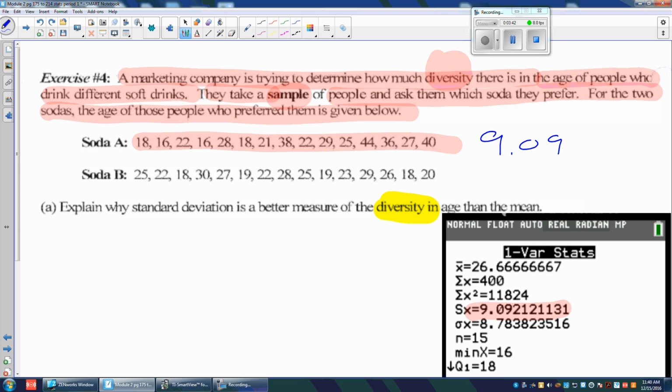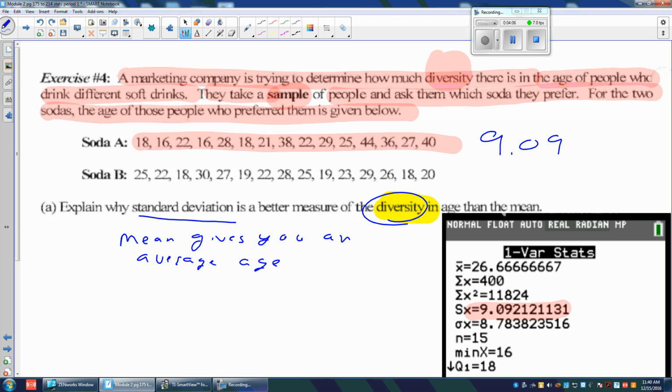What I'm interested in answering right now is: explain why the standard deviation is a better measure of the diversity in age than the mean. The mean gives you an average age. So if we had everyone say that they were 27 years old, well, the mean for this group of people is 26.6 repeating. So if everyone said that they were 26 and 2/3 years old, then we would get that mean. But look at these. We have 16-year-olds, we have 44-year-olds.